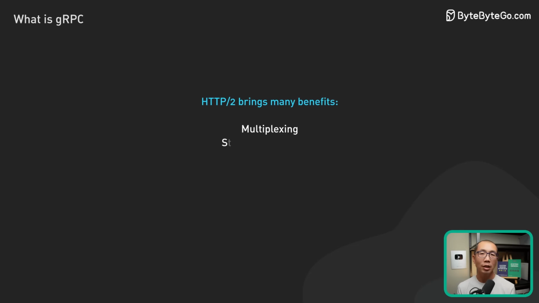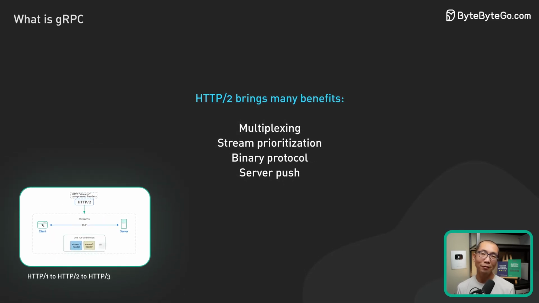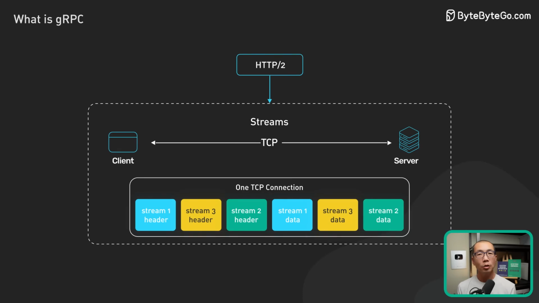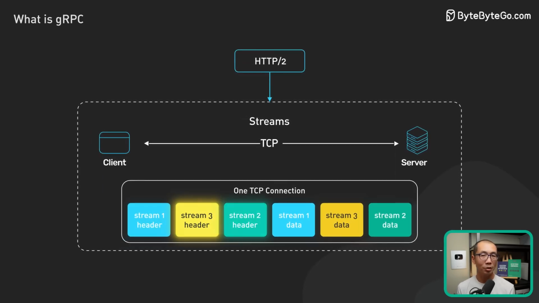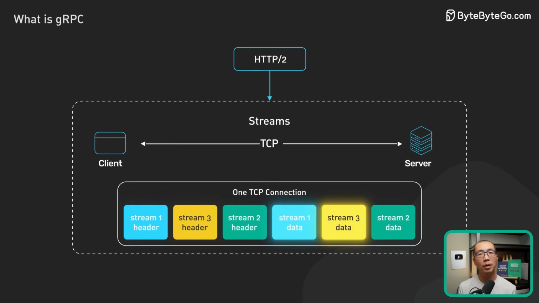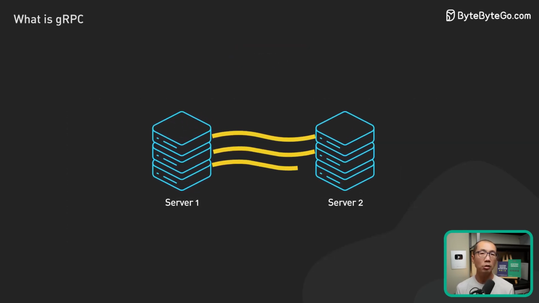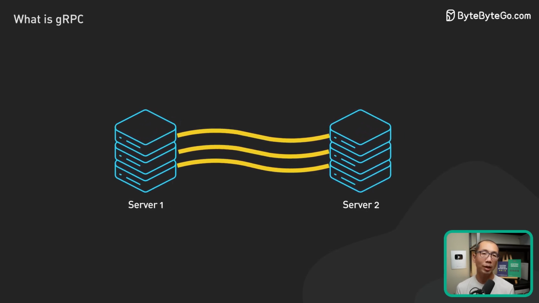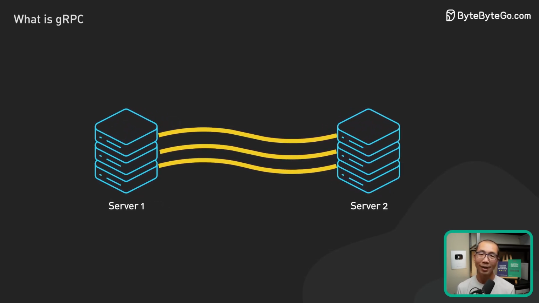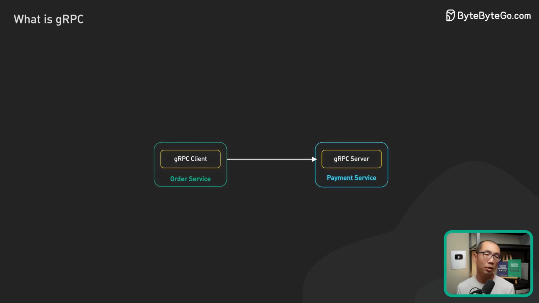We discussed HTTP2 in an earlier video. Check out the link in the description for more information. gRPC uses HTTP2 streams. It allows multiple streams of messages over a single long-lived TCP connection. This allows the gRPC framework to handle many concurrent RPC calls over a small number of TCP connections between clients and servers.